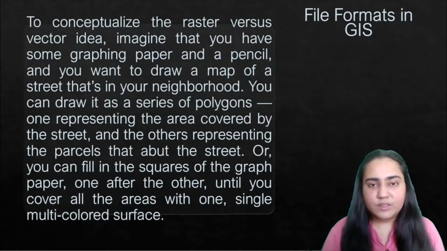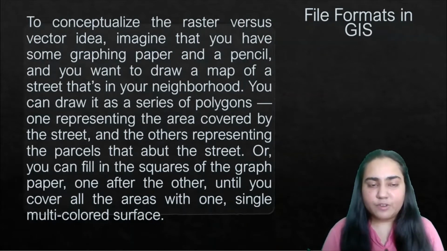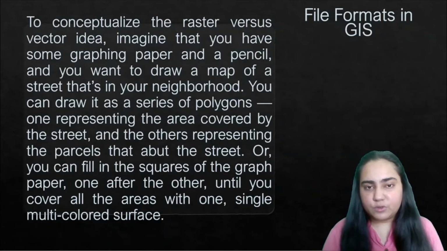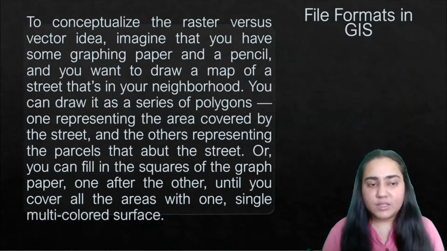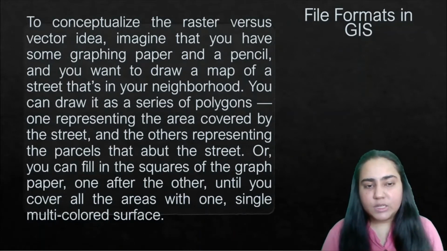Imagine that you are using some sort of graphing paper and you've got a pencil, and what you want to do is draw a map of a street that is in your neighborhood. Okay, so you just want to draw a map of a street that's nearby. You can draw it as a series of polygons, one representing the area covered by the street and the others representing the parcels that are about the street.